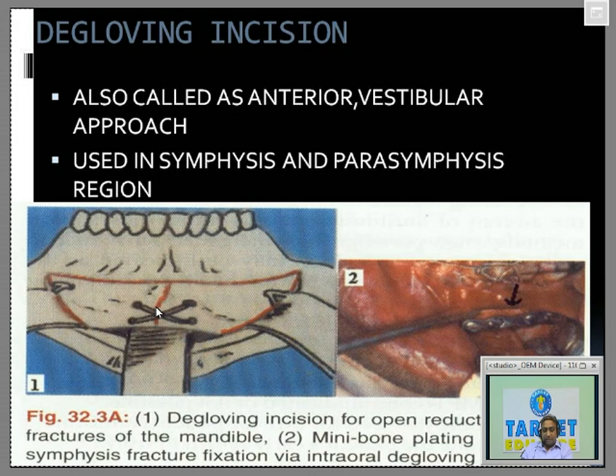Now once you make the incision, as I have told you, you see the fracture, you mobilize the fragment, remove the granulation tissue, and then you do the intermaxillary fixation. Once you do the intermaxillary fixation, you will know about the occlusion of the patient. If the occlusion is proper, then you can use plates and screws to fix the fracture, which is called rigid fixation. That we will come to know later on.